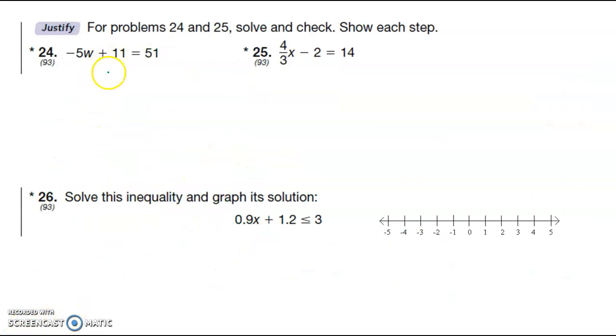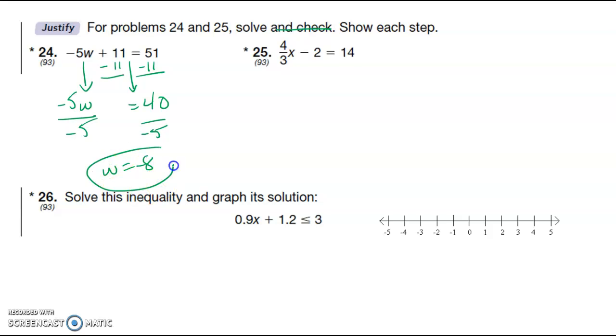All right, so these are our two-step problems. We don't have to check it, we just need to solve it. First thing we do is add or subtract. Right here we are adding 11, so we're going to have to do the opposite of that. My -5w comes down. This equals 40, and then I divide. I get w is equal to -8, keeping in mind that my first step is subtracting and my second step is dividing. Over here, since I'm subtracting 2, I'm going to have to do the opposite. This goes away, just like that goes away.